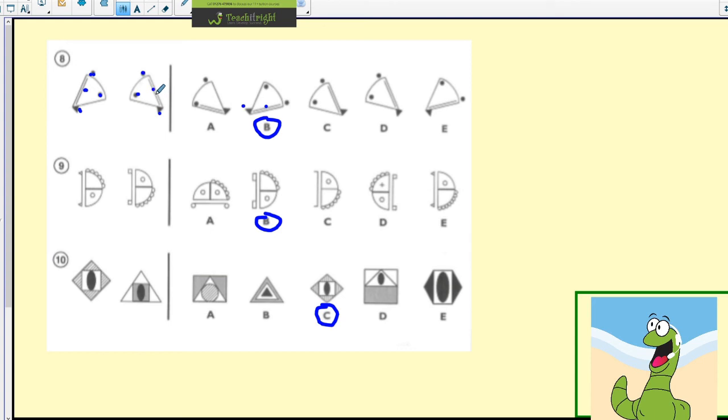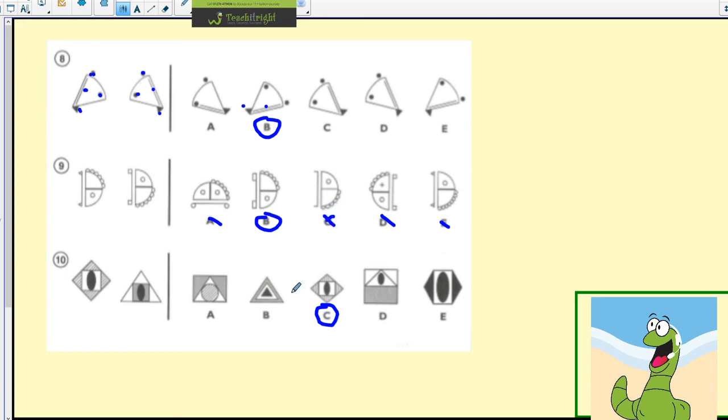Question 9. Each figure is a semicircle divided in two. It has to be by a bold line. There's a small white circle inside the semicircle on one side and 6 scallops outside the semicircle on the other. So you have 6 and 1. That means A is gone. And so that one's gone, that one's gone, and that one, 1, 2, 3, 4, 5, 6, 7. That means C's gone as well.